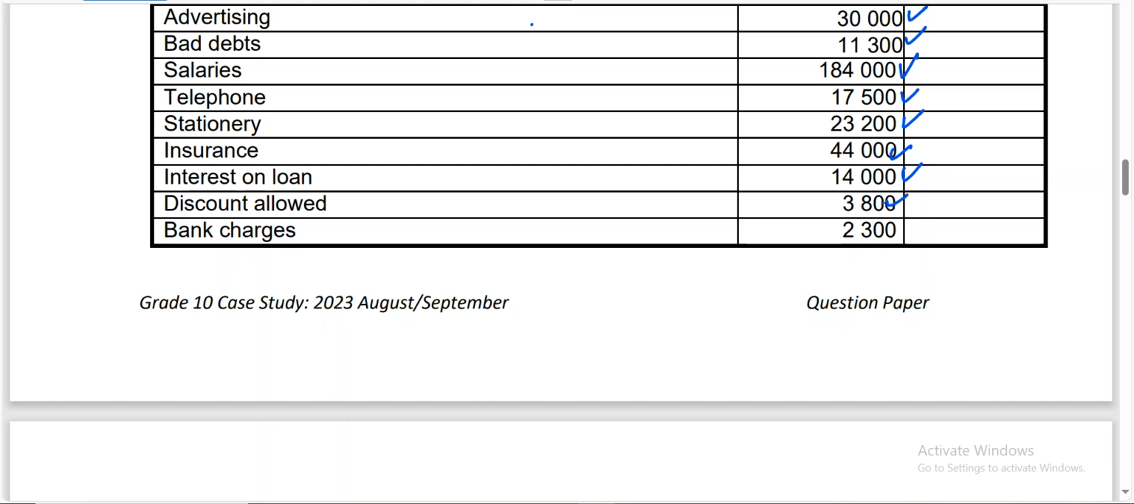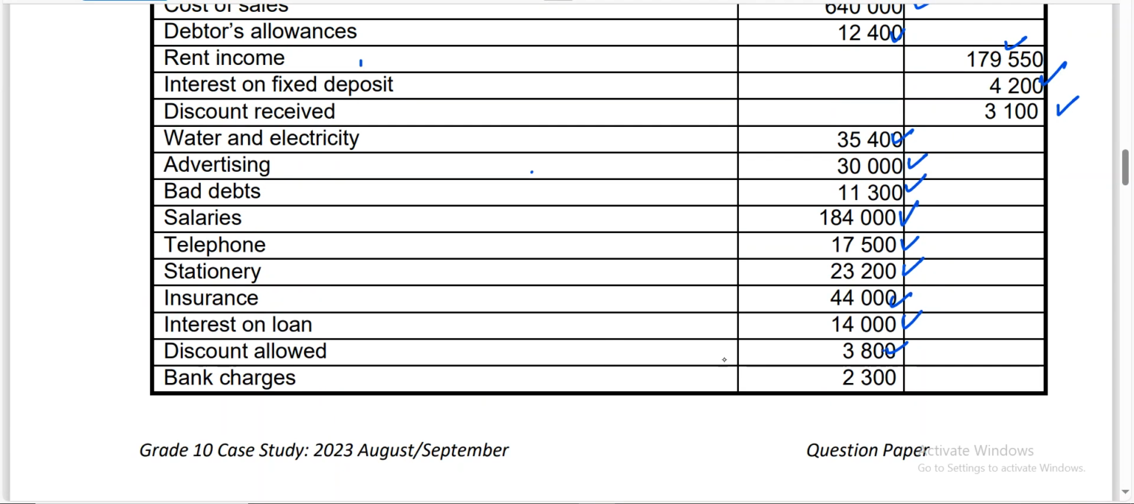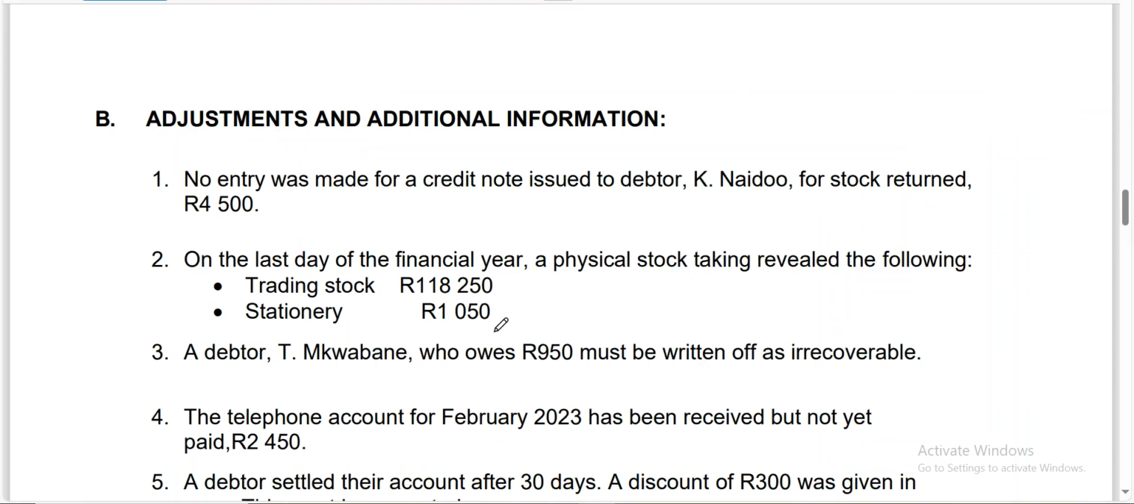We have bank charges for 2.3. So I'm going to say bank charges, and then our answer is 2,300. So once we are done with that, we are only left with dealing with the adjustments and their effects. Now it's very important for you to make sure that you know where to insert everything. Okay, now once we are done with entering the information, the next part is that we should go to the adjustments.